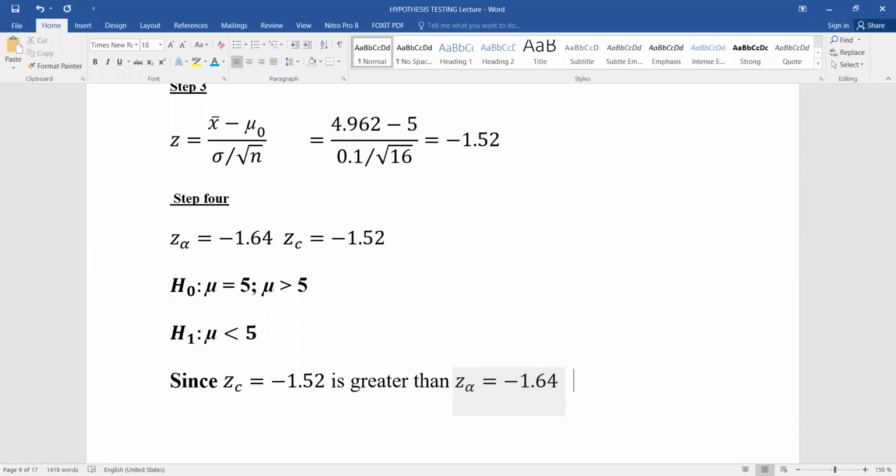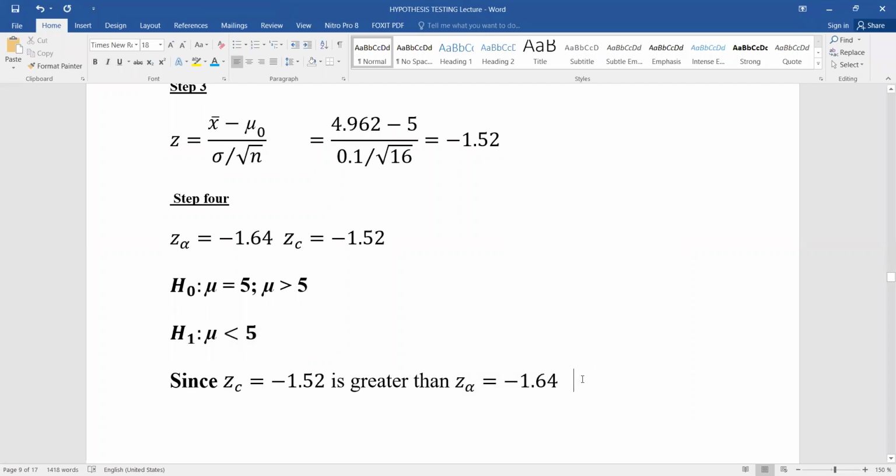So what do we do? It is greater. What statement does it support? Does it support the first one or the second one? The first one. Good. So it means the first one is correct, and that is our null hypothesis.